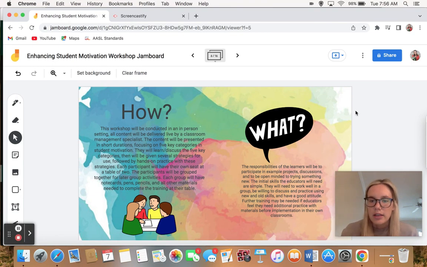And then my what, so the responsibilities of the learners in the workshop are going to be to participate in example projects, discussions, and be open-minded to trying something new. Then the skills that they're going to need to bring in are pretty simple. They're just going to need to work well with a group, be willing to discuss and practice using skills, and have a good attitude. And then I added on here that further training may be needed if educators feel the need to practice additionally before they feel confident enough to implement it in their own class.